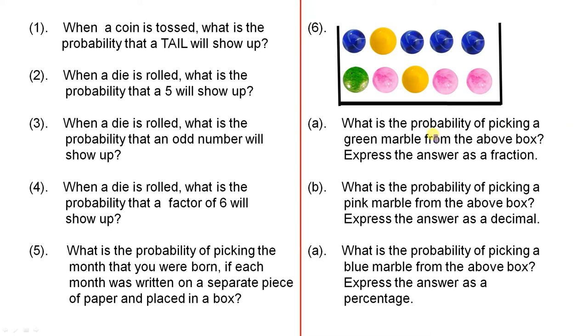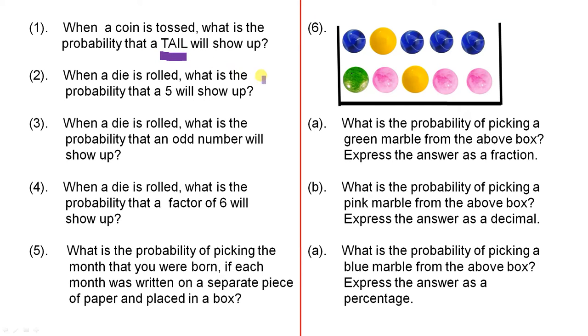So let's have a look at what's required here. What do we have to do? Number one, when a coin is tossed, what is the probability that a tail will show up? Okay, so we need the probability that a tail will show up. That's what we're after.